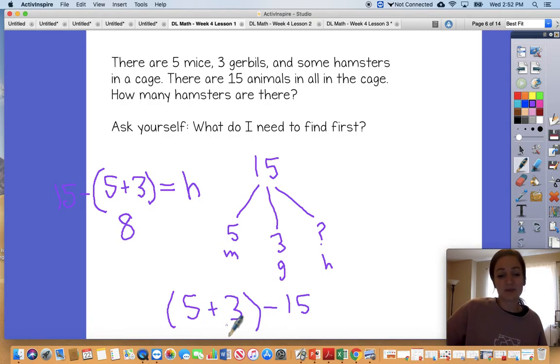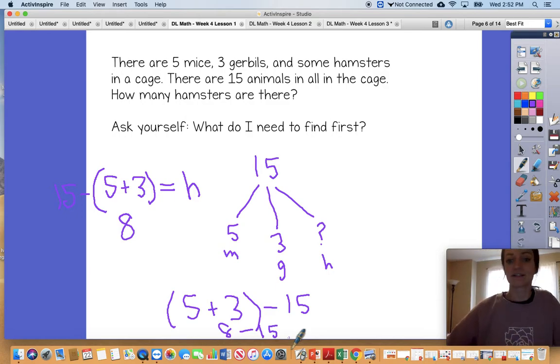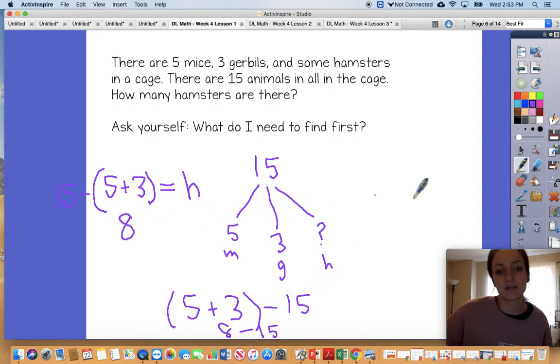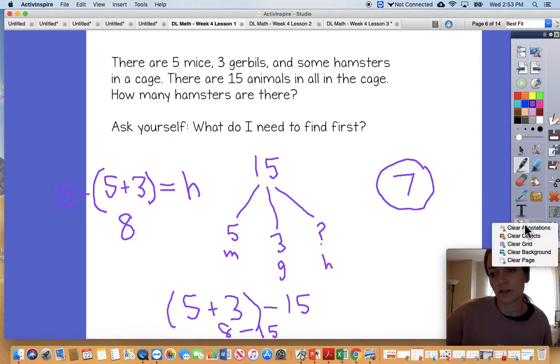But if you do it this way, you're doing 8 minus 15. Can we do that? No, we'd get a negative number. Can you have a negative amount of hamsters? No. So we have to put the 15 minus in the front, okay? Total amount of animals minus the mice and the gerbils equals the hamsters, okay? And so 15 minus 8 equals 7. 7 hamsters. There's another way you could think about this, and I'm going to do that one too.